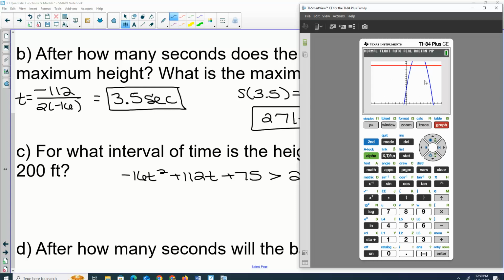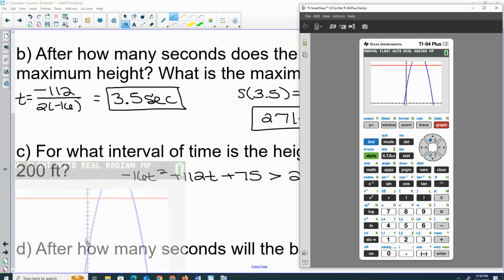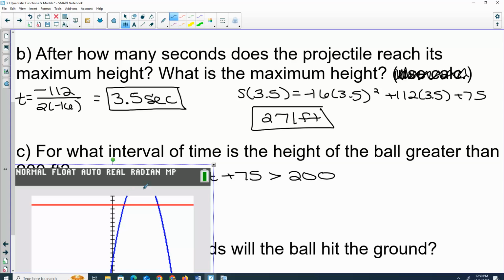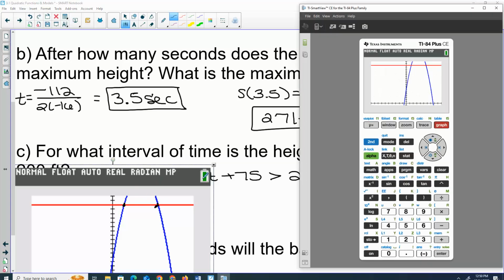Okay, so what I'm seeing, we want the places, can we agree it would be above 200 between these 2 points? Okay, so we just need to find those. Your calculator can do that. If you go to second, and then the trace button. Did you get it? This is all the stuff it can find. We want to find where two things meet, so that is intersect.